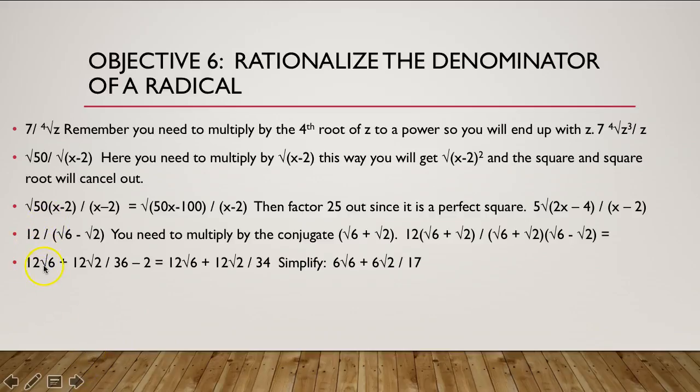Then distribute the 12 in so that you have 12 times the square root of 6 plus 12 times the square root of 2. Remember, here the conjugate gets rid of the middle terms, so you really only have to multiply the square root of 6 times the square root of 6 and the square root of 2 times the square root of 2. That gives me the square root of 36 minus the square root of 4. To fix a mistake, the square root of 36 is 6 and the square root of 4 is 2, so 6 minus 2 gives you 4. 12 and 12 are both divisible by 4, so it simplifies down to 3 times the square root of 6 plus 3 times the square root of 2.